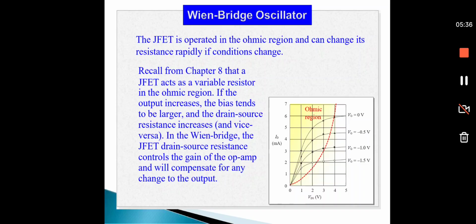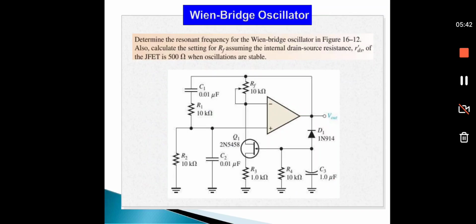With proper component selection, the gain remains at the required value and the JFET responds quickly. Since it operates in the ohmic region, it behaves as a variable resistance. If the output amplitude increases, the drain-source resistance increases, reducing the gain and the output decreases. If the output decreases, the resistance decreases, increasing the gain. Therefore, the JFET automatically compensates for output variations and maintains stable oscillations.